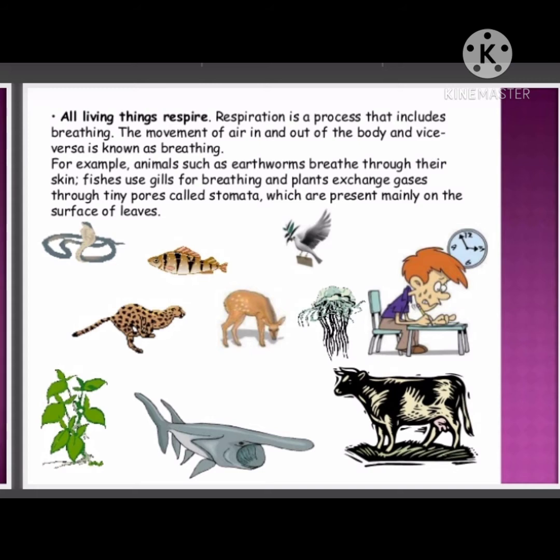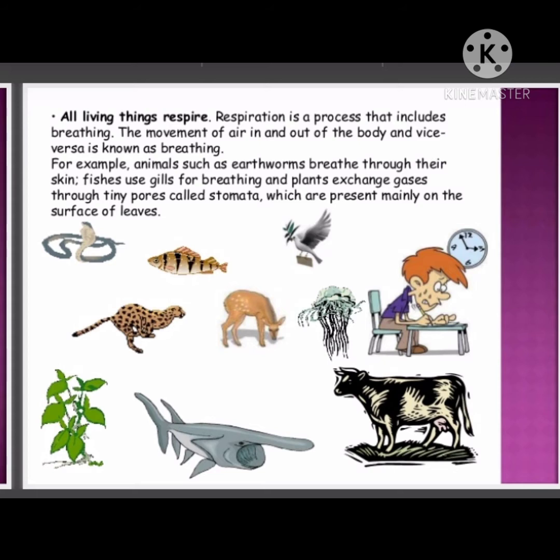If it is a bone, that is made up of bone cells. If it is a muscle, that is made up of muscle cells. If it is blood, that is made up of blood cells. The detailed study of these cells is in higher classes. So why are we using the term cell here in the topic respiration? Because the respiration process takes place inside the body cell.